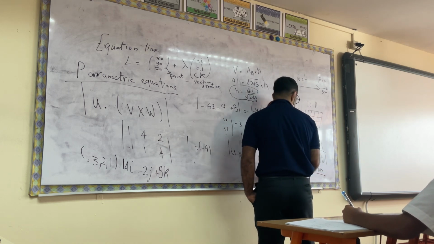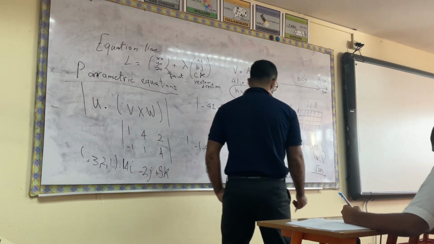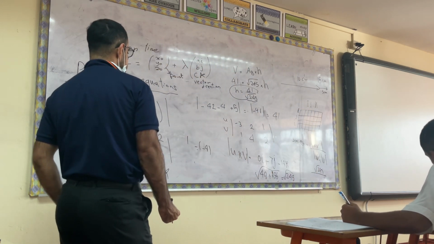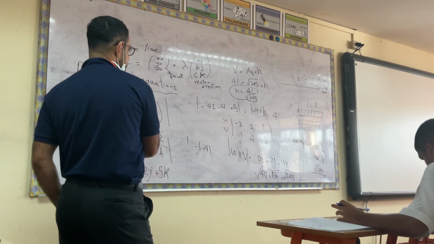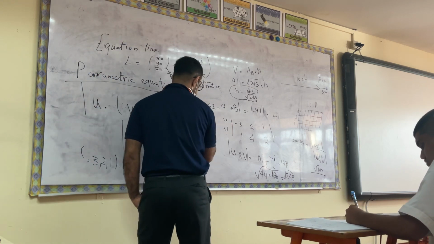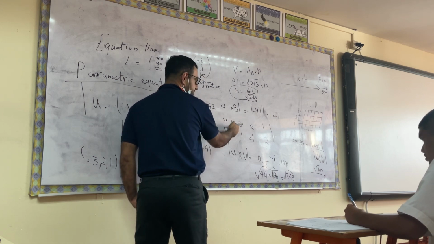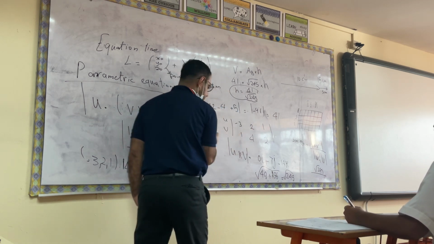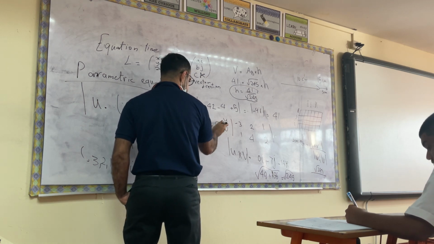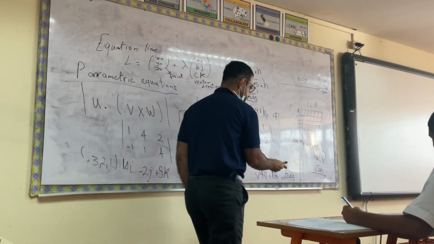Now the magnitude of u, how much? I have a calculator. This one is 9 plus 4 plus 1, all under the root, right? 3 squared, 2 squared, 1 squared. So the answer is root 14.